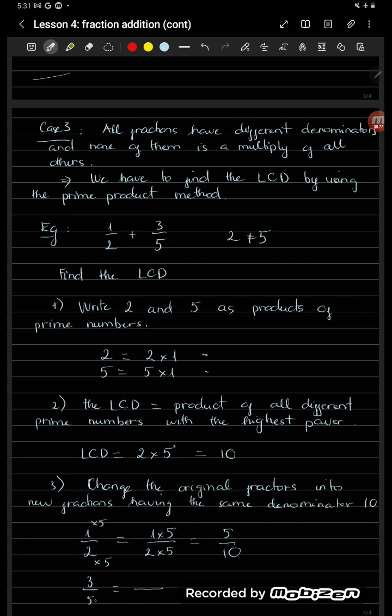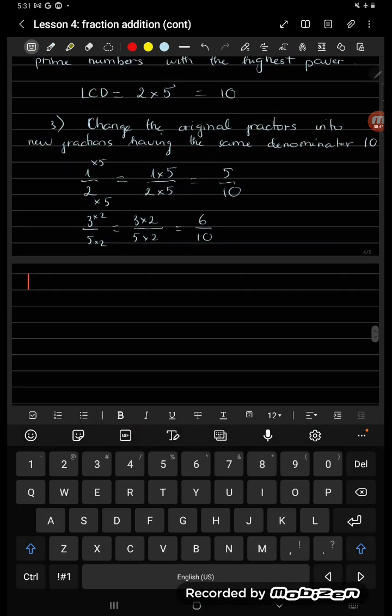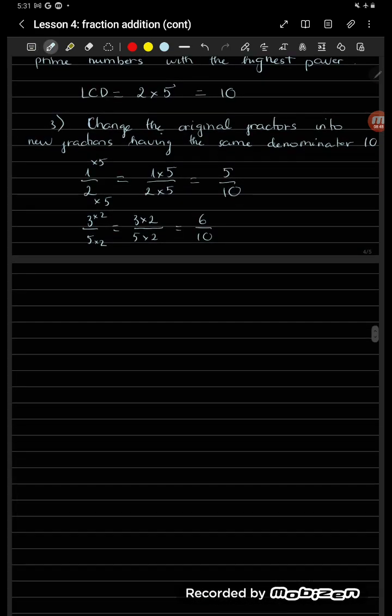So it means we multiply 5 by 2. And because we multiply 5 by 2 here, we multiply 3 by 2 as well. So we have 3 times 2, 5 times 2, and we have the new fraction as 6 over 10. Okay, so now for the second fraction, we have a new second fraction, 6 over 10, that has the same value as the original one, 3 over 5, but it has the denominator as 10.